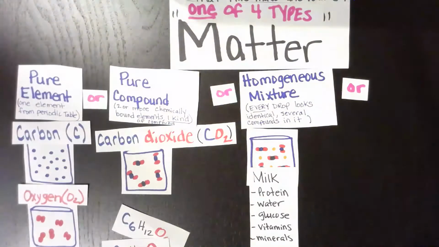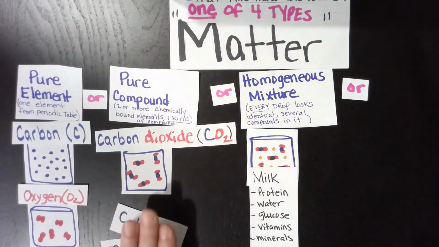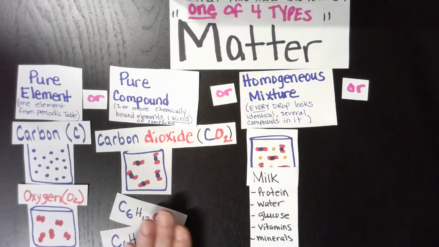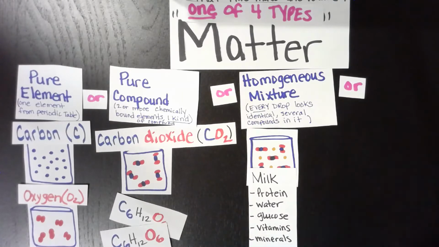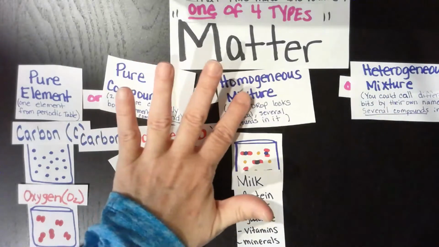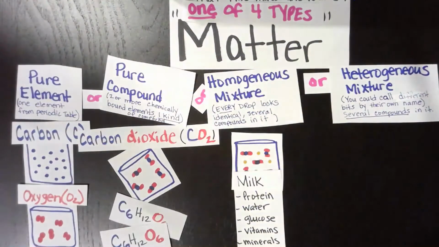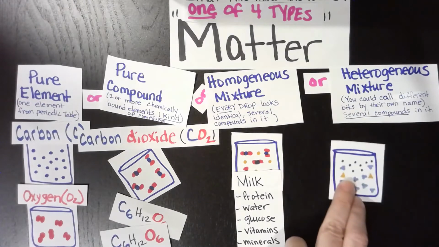Now, our fourth choice, remember, there are four types of matter. You're either just an element, one kind of compound, which makes you a pure compound, or several kinds of compounds mixed together, but they're so small and mixed so well that every single drop looks the same, like milk, or you're a heterogeneous mixture. Let me move my mixtures over here. Or you're a heterogeneous mixture, which means that you could call different bits by their own name. As you look through them, you can clearly see there are several compounds in it.